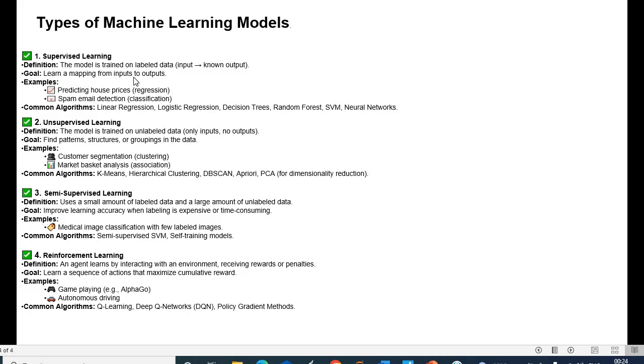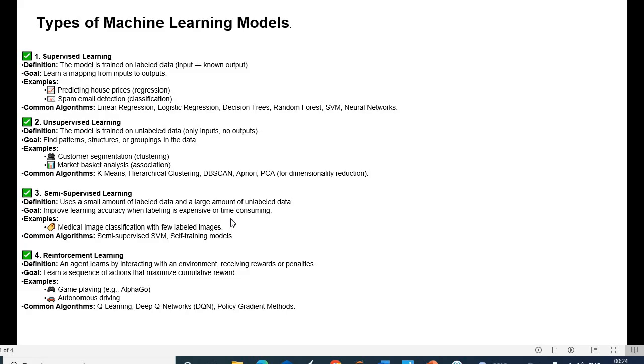Third would be the semi-supervised model. In the semi-supervised model, there could be a possibility that the data cost is very high. So what you do is you train your model on a small amount of labeled data and a large amount of unlabeled data, so that the goal is to improve the learning accuracy when the label is expensive or time consuming. There could be another scenario where it is very time consuming to gather the data. So it's a mix of both the unsupervised and the supervised model.